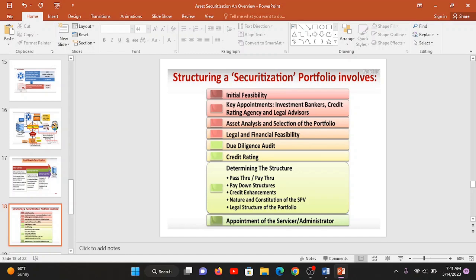Then determining the structure involves what type of payments are you involved in. Is it pass through or pay through? Is it a pay down structure? Is it credit enhancement somewhere in between? Like a new set of loan portfolios will be acquired over the long tenure. Or what type of SPV are you going to constitute, the structure and the responsibilities of different parties. Now this is what you have in determining the structure.